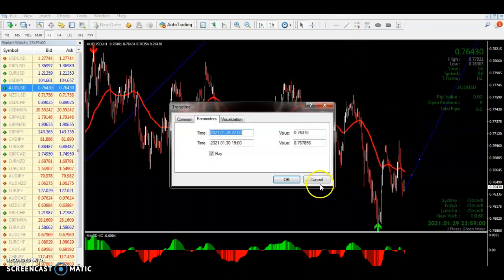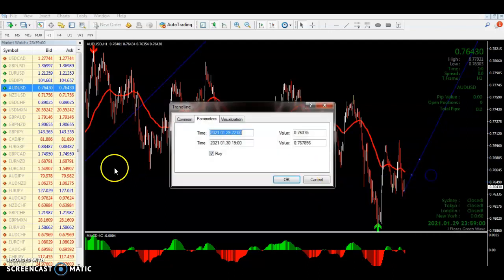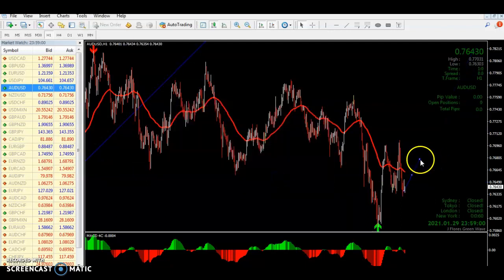Let me get that. Those are rays. Let me change that. Big probability for the market to go up and then sell from that point. That's what we're waiting for the market right here. NZD USD.